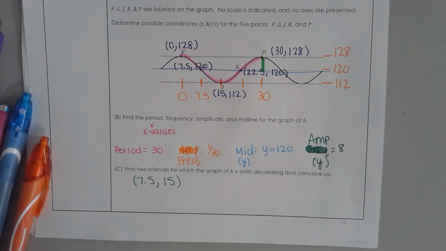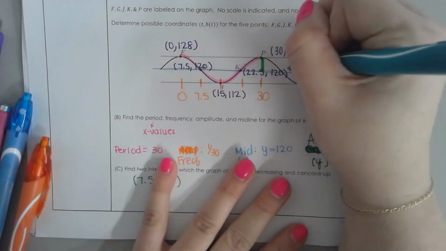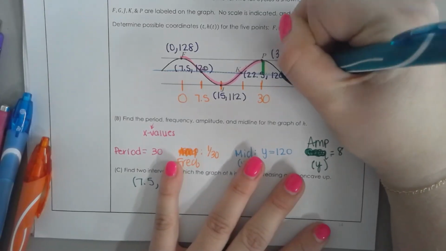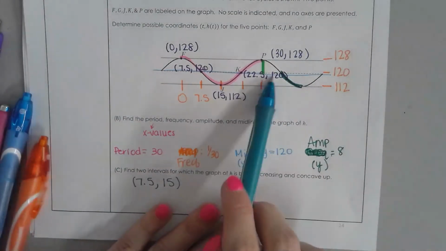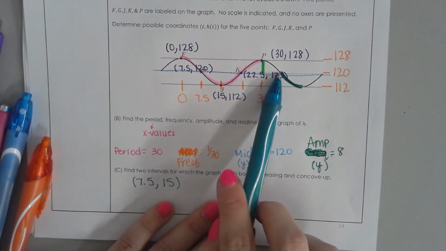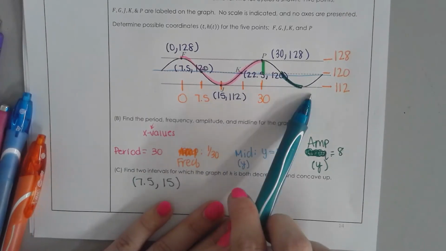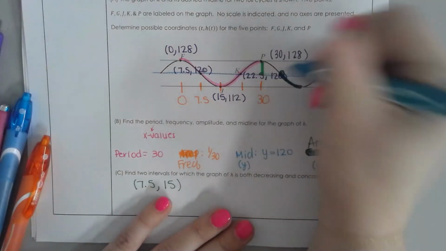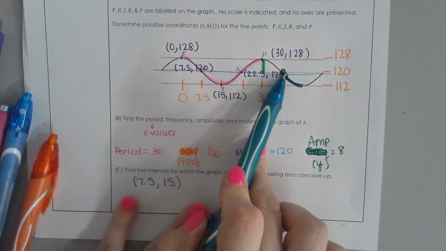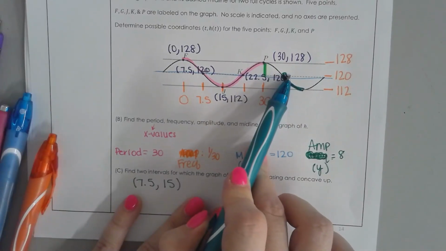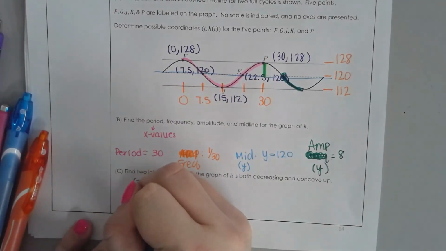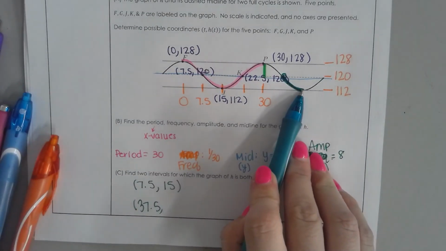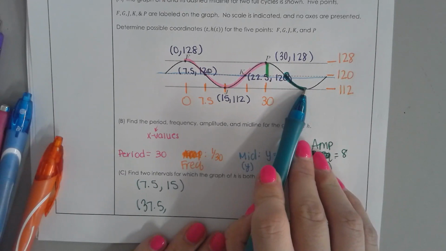Because we know this pattern continues, we want to know from here to here. That would be another decreasing and concave up. So what would the X value be right here? 37.5. And then the X value down here would be 45.